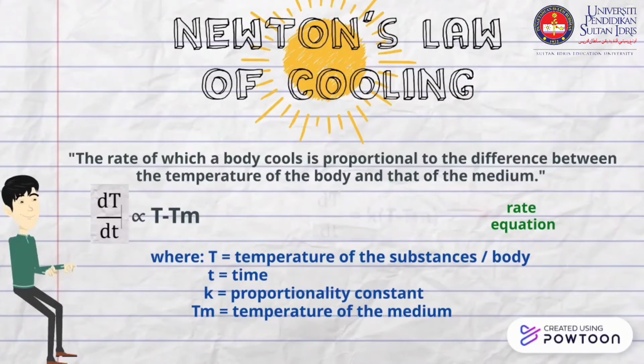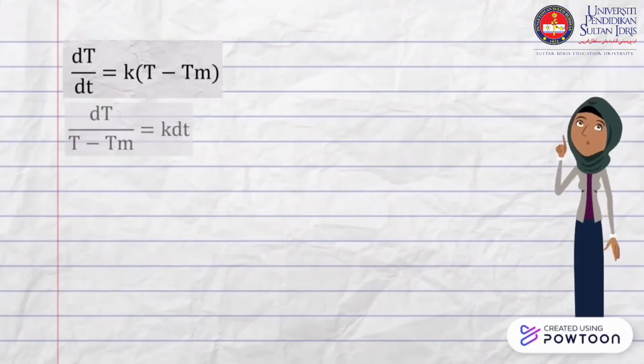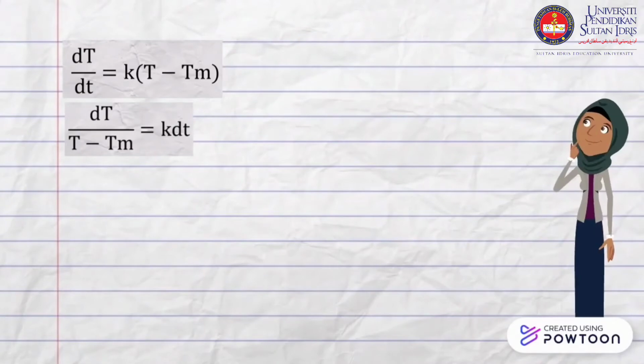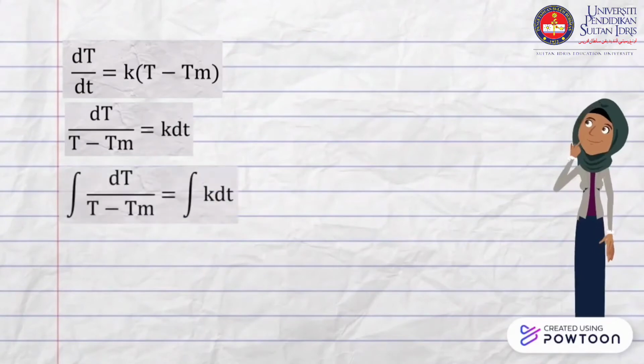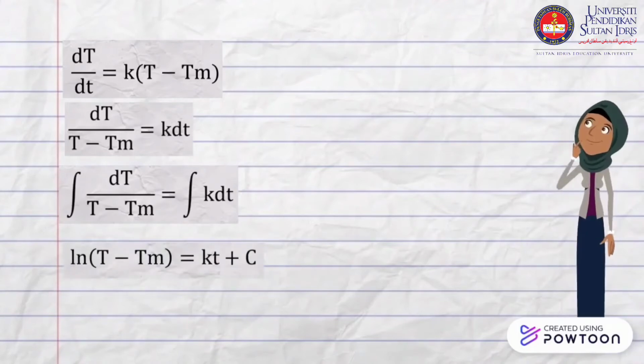Let's go. We have this rate equation solvable by variable separable. We can separate the variables: dT over T minus Tm is equal to k dt. We are going to integrate both sides of the equation, where the left side is with respect to the temperature while the right side is with respect to time. So we will have ln(T minus Tm) equal to kt plus c.